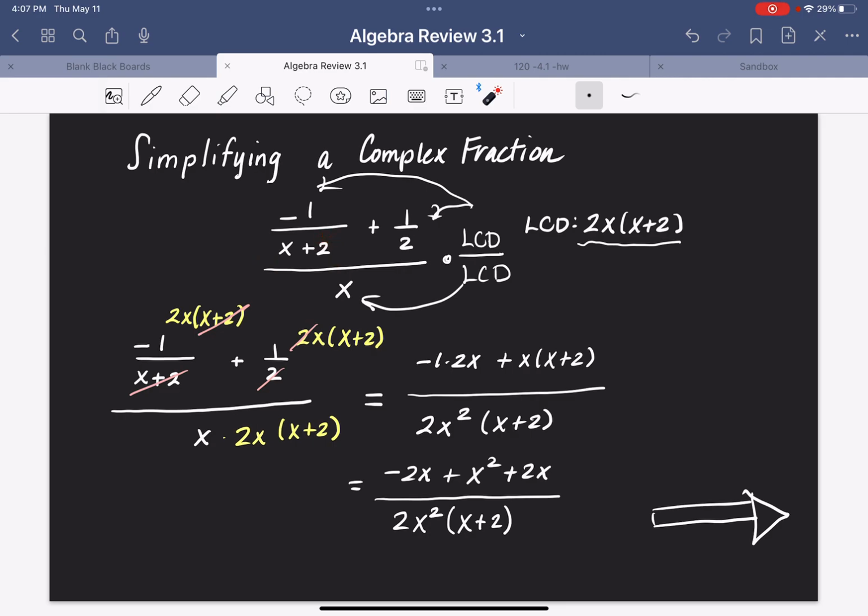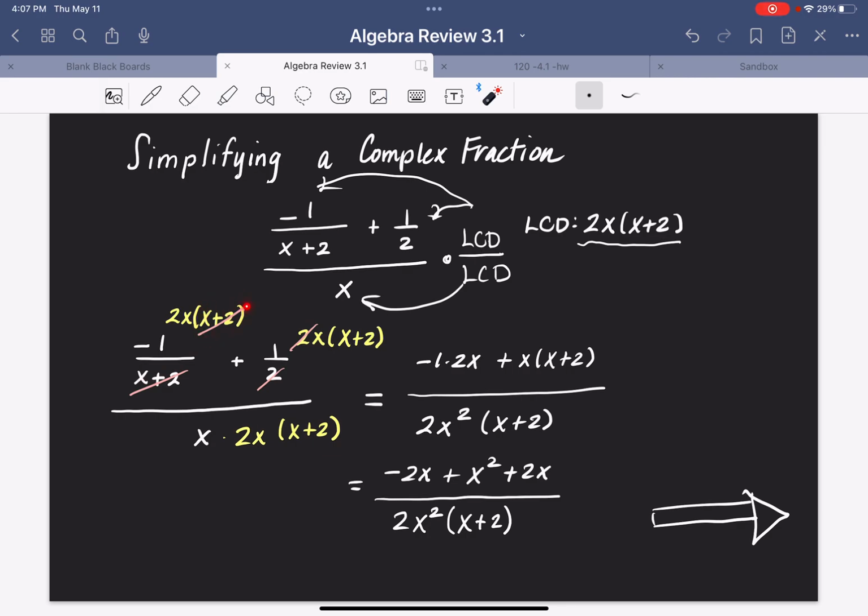Now, I'm going to multiply the top and bottom by 2x times x plus 2, which means it's going to get distributed times all. So what you see here is I've written the LCD, 2x times x plus 2, here, here, and here. And I'm going to use the fact that any number divided into itself is 1 to reduce out the common factor.